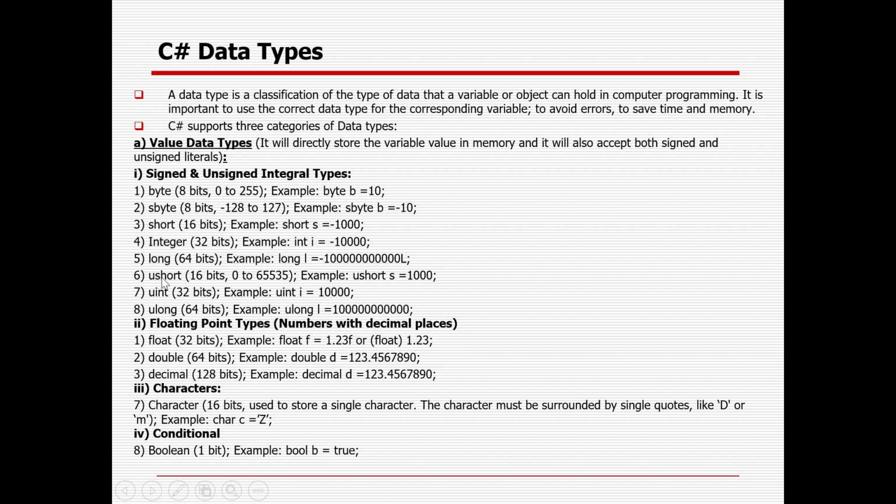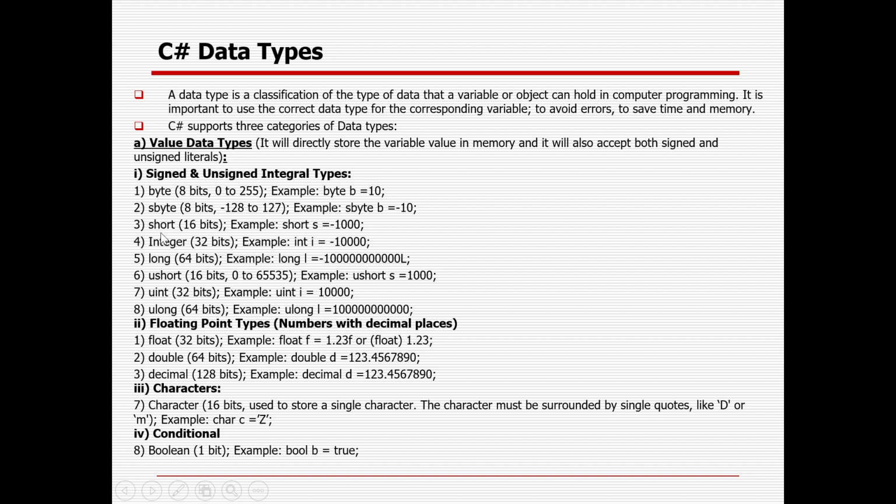Whereas ushort means unsigned short, right? It will only contain positive values from 0 upwards, and uint is 2 to the power 32, 0 to positive values. Ulong is similar, unsigned long, 0 to 2 to the power 64. It cannot contain negative values.